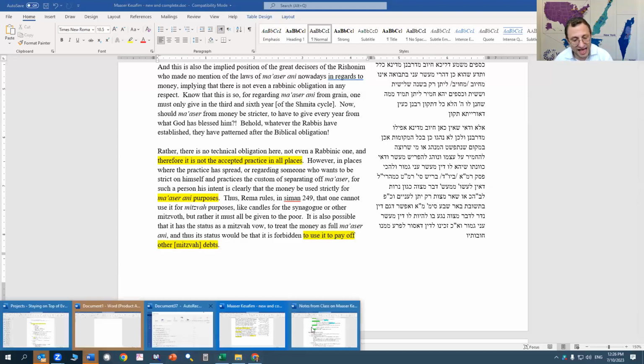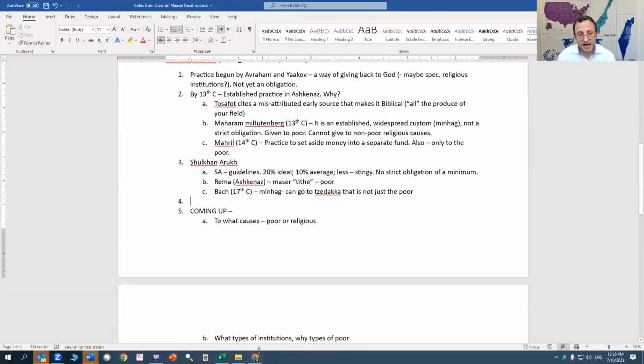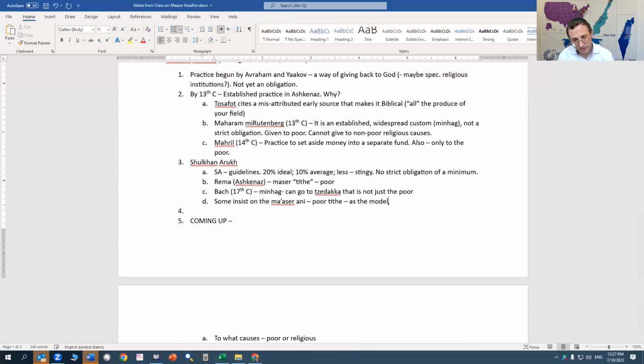So what you have now in the poskim is the following question. Some insist on the Maaser Ani, the poor tithe, as the model, even if it is just a minhag.